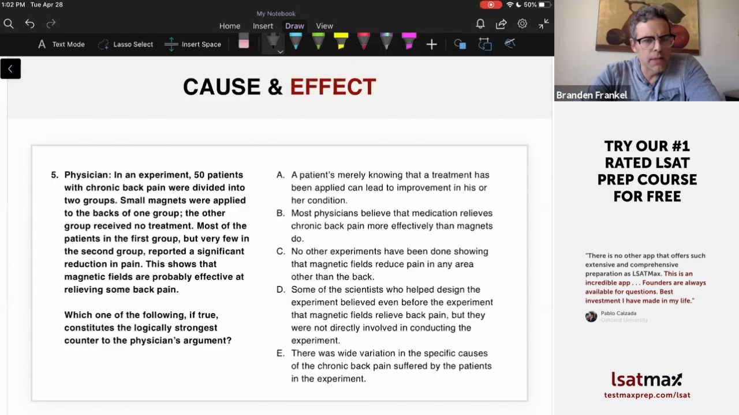Do law schools look at our SAT and ACT scores? No, they do not.